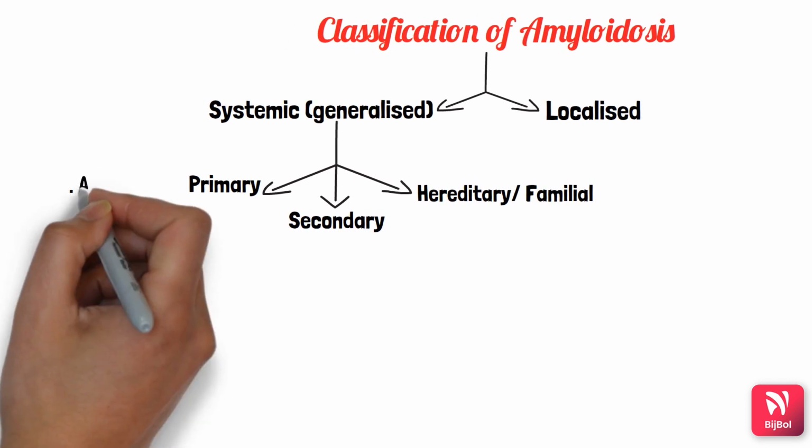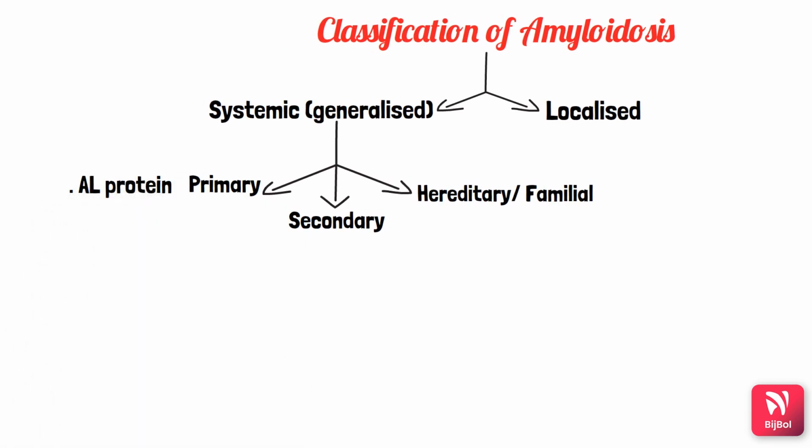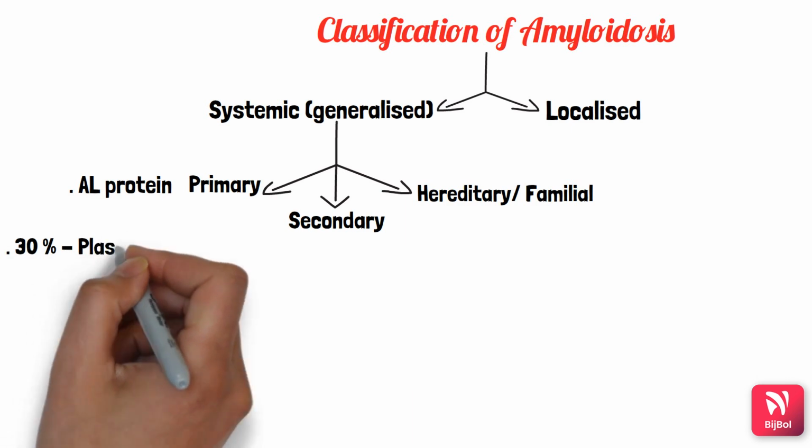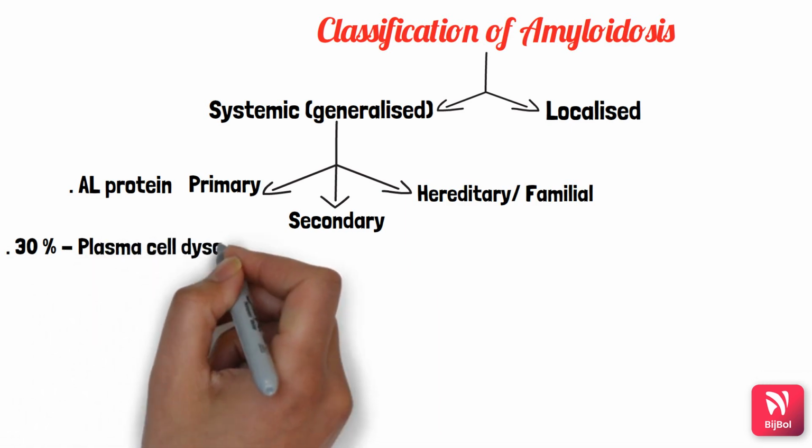So firstly we'll see primary systemic amyloidosis, wherein the main protein deposited is AL protein, that is light chain protein. That means they are seen in plasma cell diseases, right? AL protein pathogenesis is plasma cell diseases.